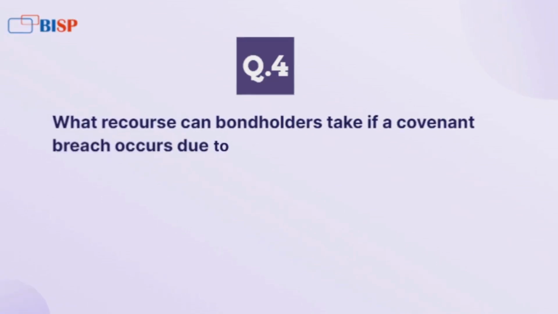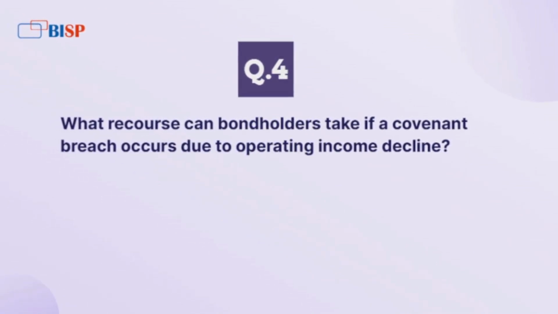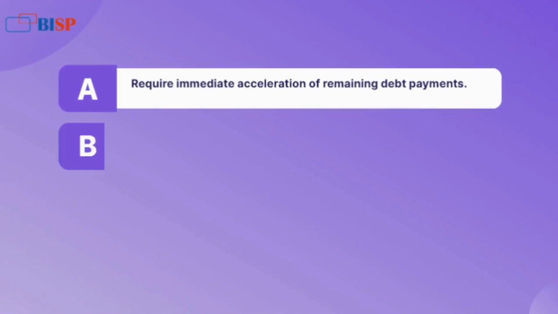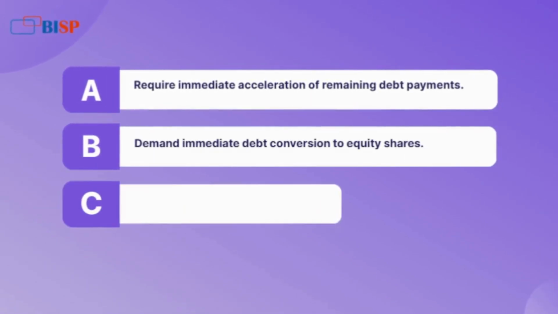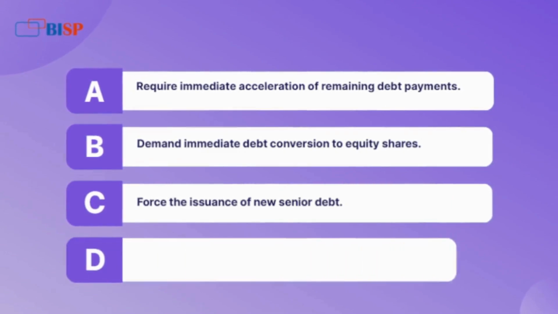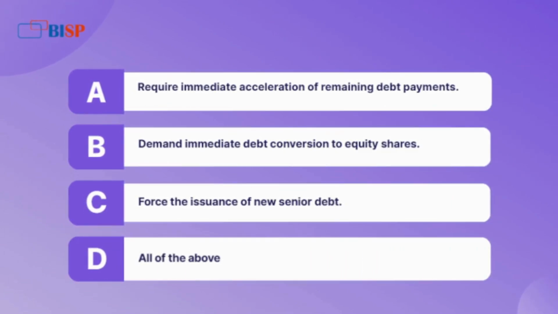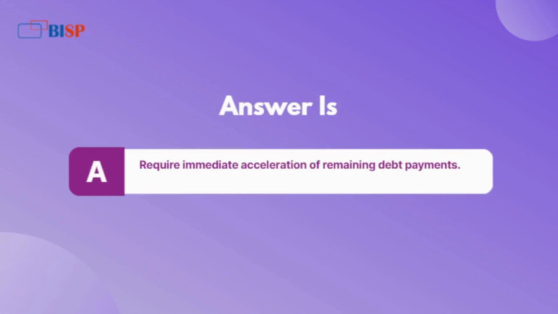What recourse can bondholders take if a covenant breach occurs due to operating income decline? A. Require immediate acceleration of remaining debt payments. B. Demand immediate debt conversion to equity shares. C. Force the issuance of new senior debt. D. All of the above. Answer is A. Require immediate acceleration of remaining debt payments.